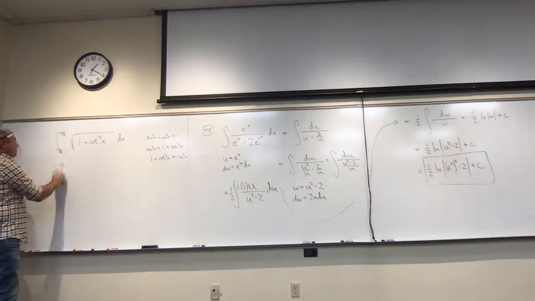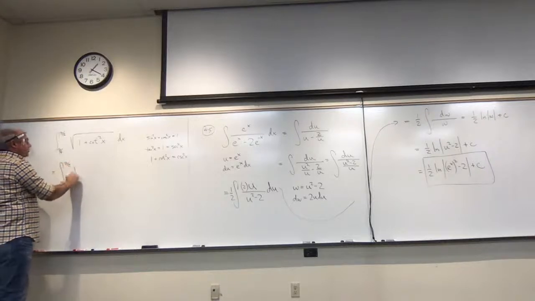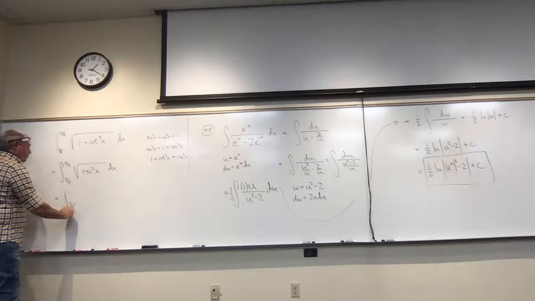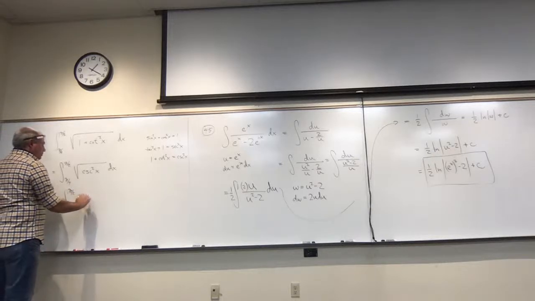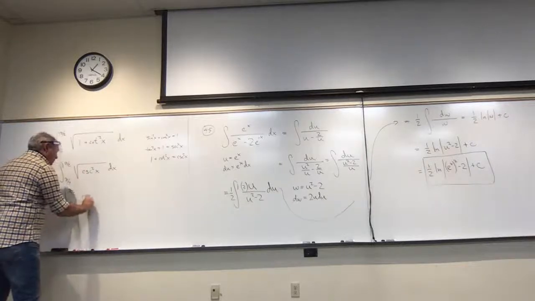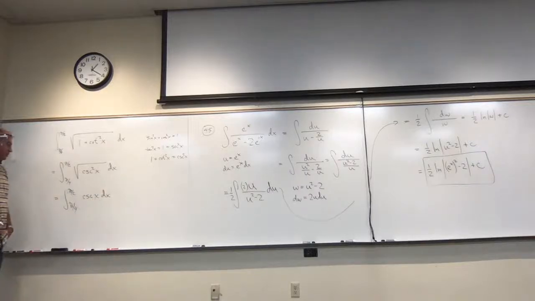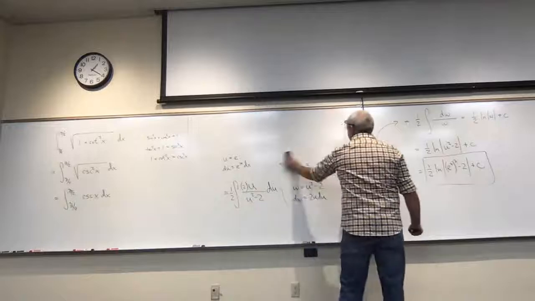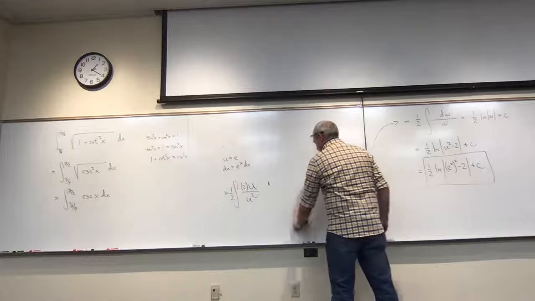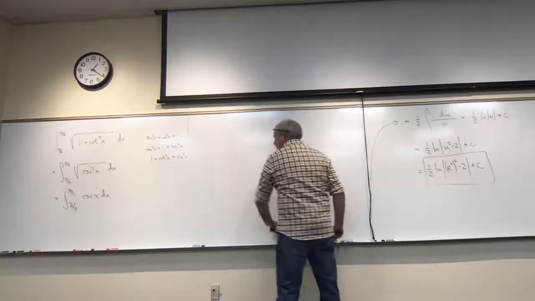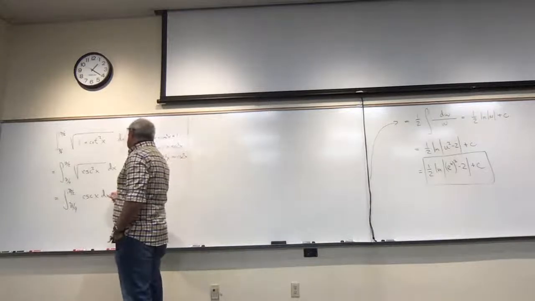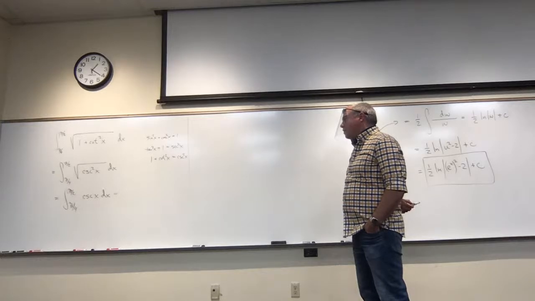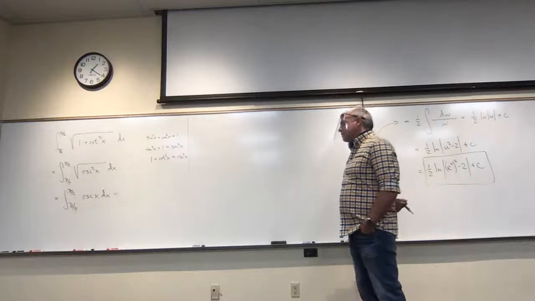So I can rewrite this as the integral from pi over 4 to pi over 2 of the square root of cosecant squared of x dx, which of course is just the integral from pi over 4 to pi over 2 of cosecant of x dx. Okay, cosecant of x. The question is, do we know the antiderivative of cosecant of x? So what is the antiderivative of cosecant of x?